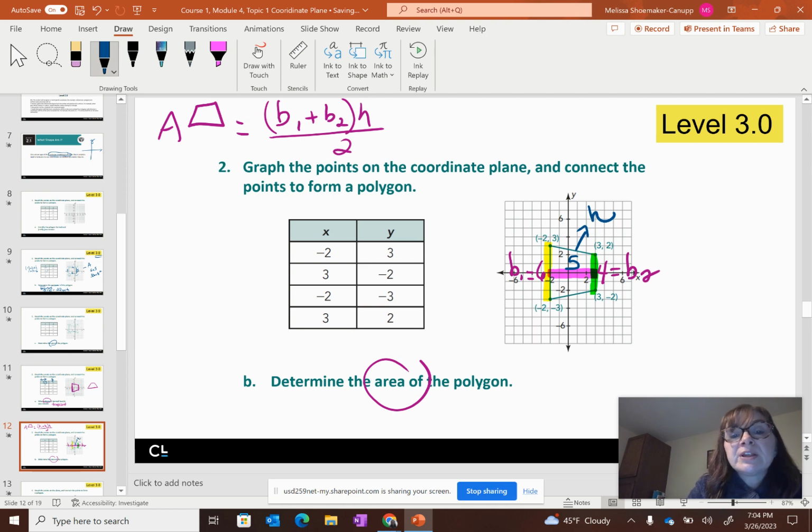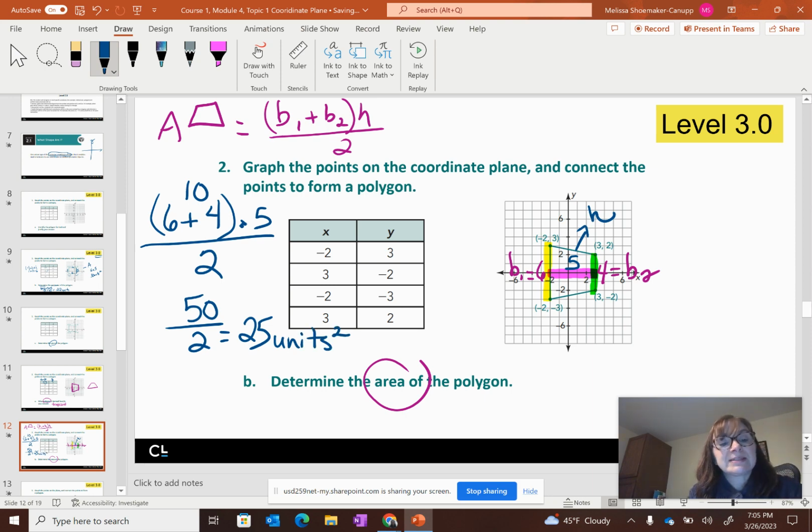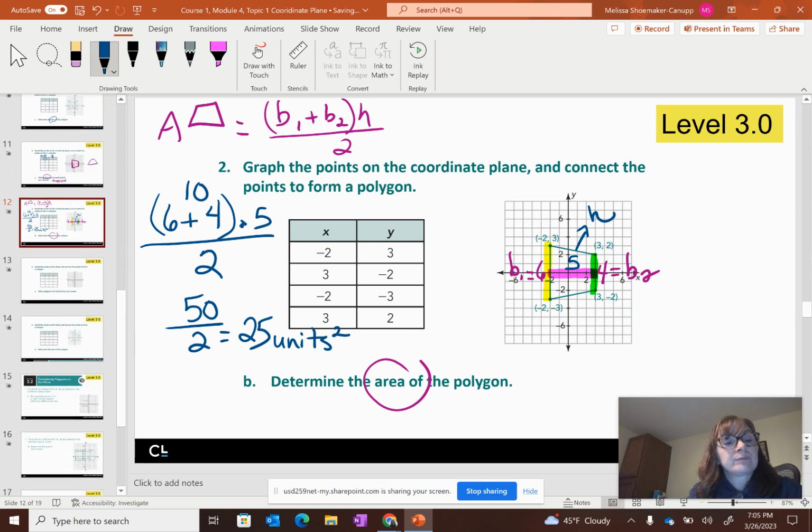So we're going to plug in those numbers. Base 1 was 6. Base 2 is 4. We add that first, then multiply it times the height, and then cut it in half. 6 plus 4 is 10. 10 times 5 is 50, divided by 2 equals 25. We don't know the measurements, so units squared. That's how you find the area.